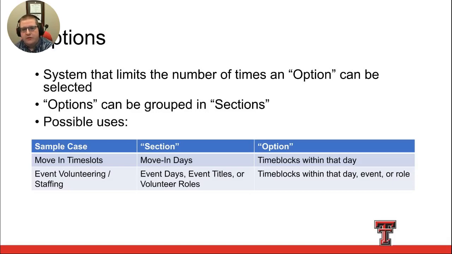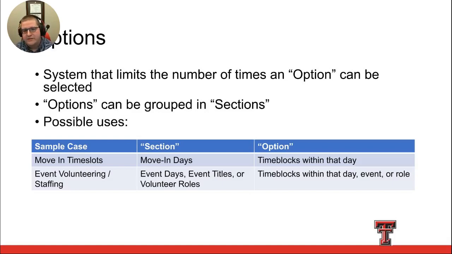A system generally is one that limits the number of times an option can be selected. We saw those options were 8 to 9:30, 9:30 to 11. Those are what we call options in the system, and the system limits how many times each one can be selected and claimed by a user. Those options can then be grouped into sections. On that form, the sections were specific days. That meets the top case in this table, move-in time slots: we have move-in days as the sections, and the specific options are time blocks within that day. That's what we had just seen.